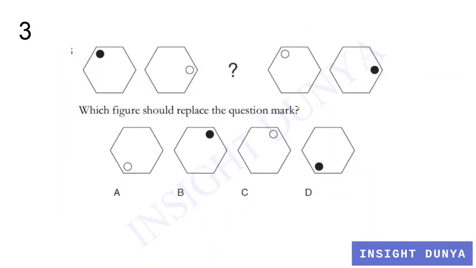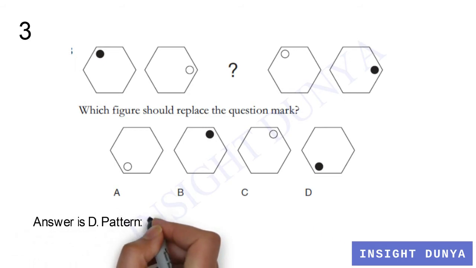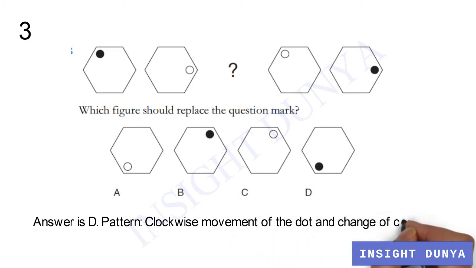Question number 3. In this question, it is asked which figure replaces the question mark. When you reflect, you find that a dot is jumping 2 places in clockwise direction inside a 6-sided shape. And at the same time, the color of the dot is alternating black and white. So you can see that according to this pattern, only option D can be the right option. So answer is D, and the pattern is clockwise movement of a dot as well as change of color.